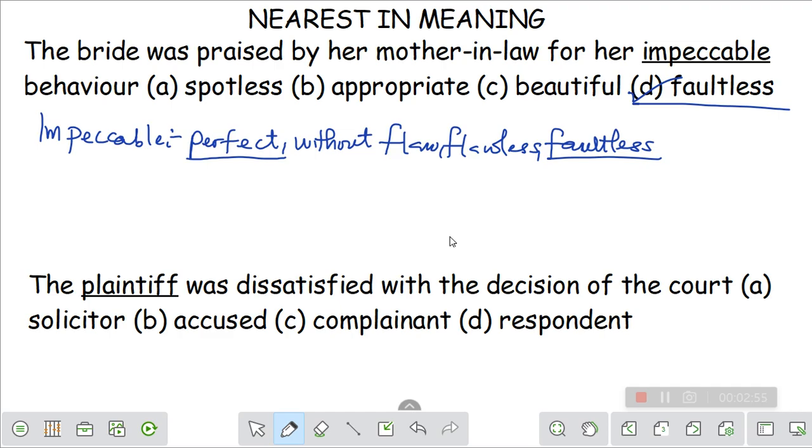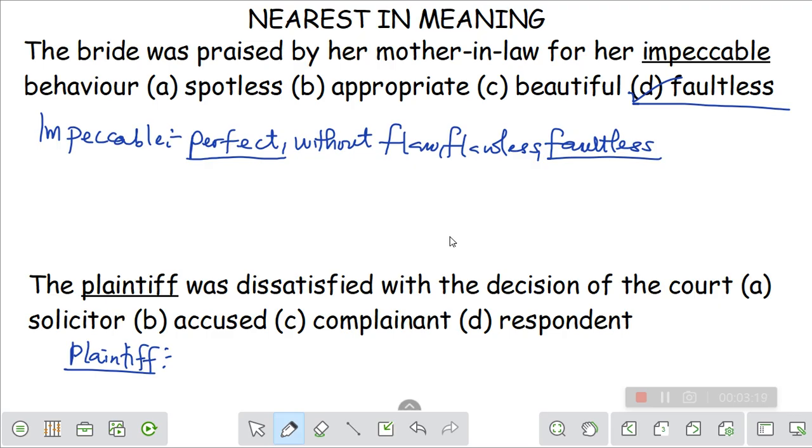Now let's go to the second question. This question uses a term that we use in courts. The plaintiff was dissatisfied with the decision of the court. What is the meaning of plaintiff? Plaintiff is someone that takes a case to the court. That is, maybe a person sues you to court. That person is a plaintiff. I hope you understand what I'm trying to say. Someone sues you to a court.